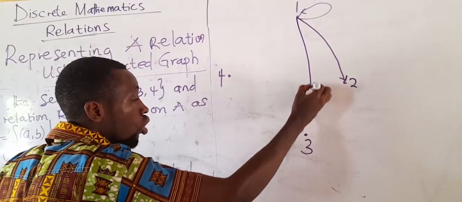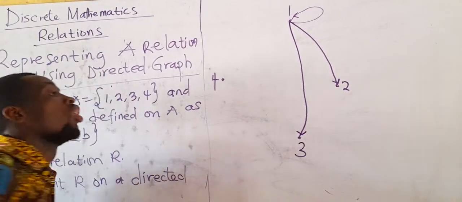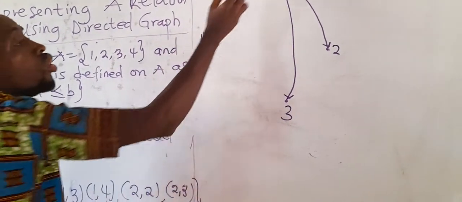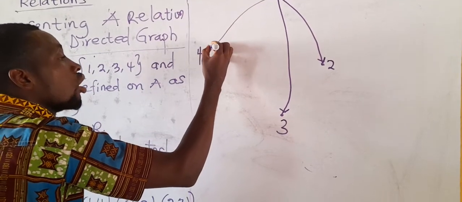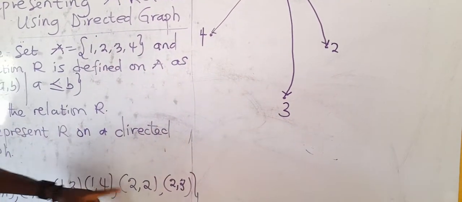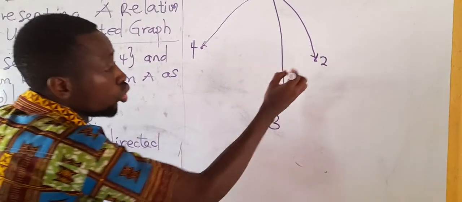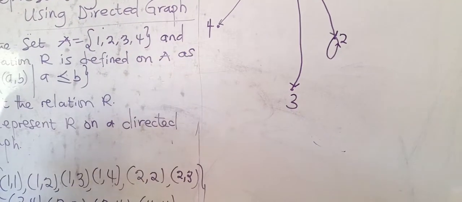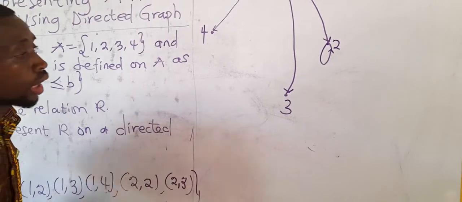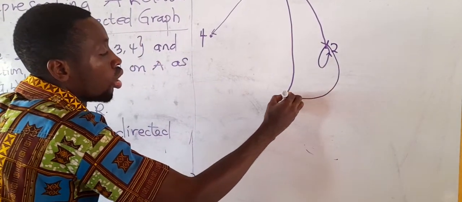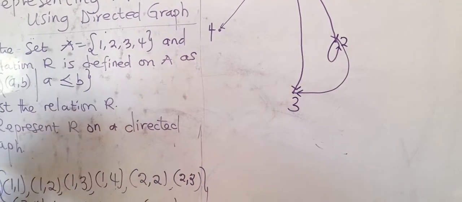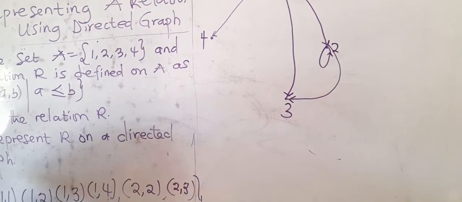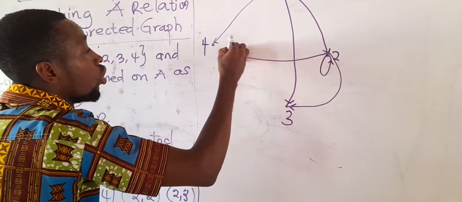Then 1, 4. An arrow from 1 going to 4. So we go like this. 2, 2. Remember, this is a self-loop. So 2, 2, relating to itself. Like this. The next one, 2, 3, an arrow from 2 going to 3. So we go like that. Then 2, 4, an arrow from 2 going to 4. So 2 going to 4, look at it, so we go like this.